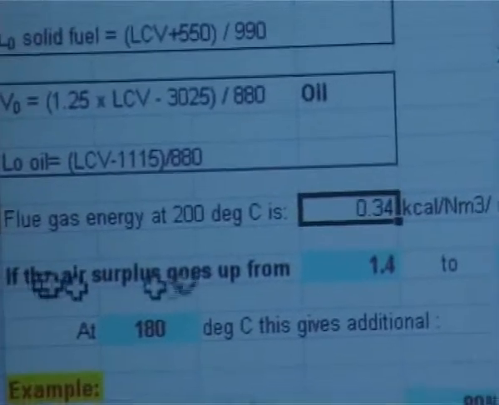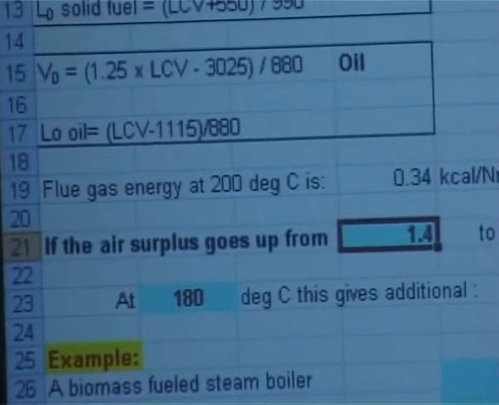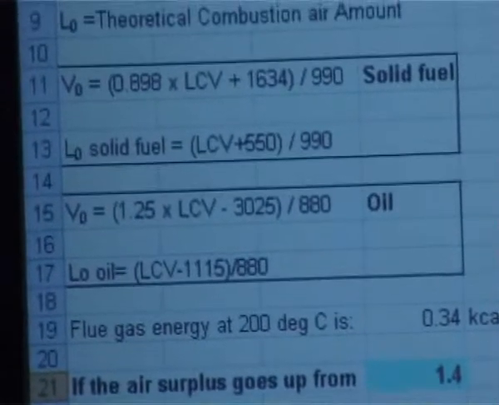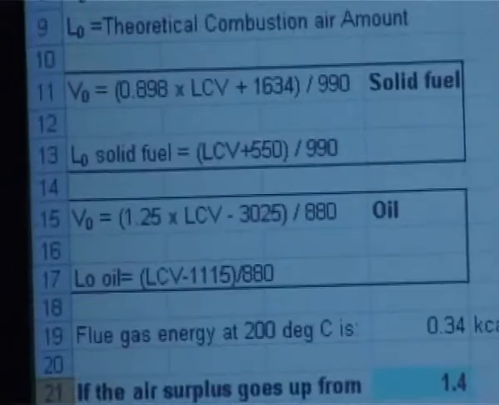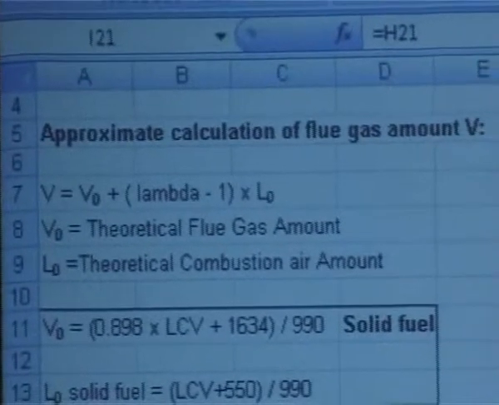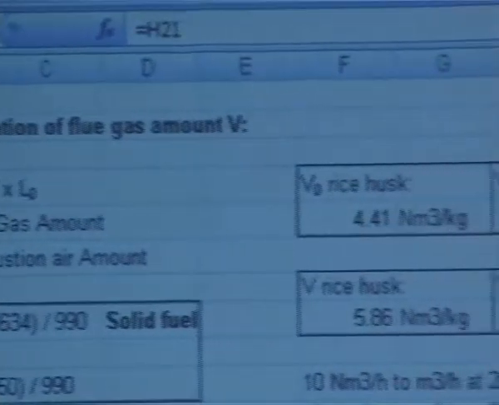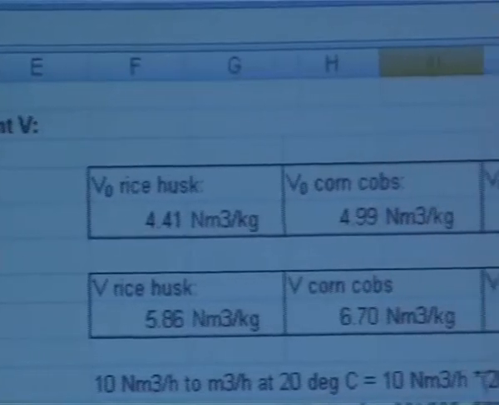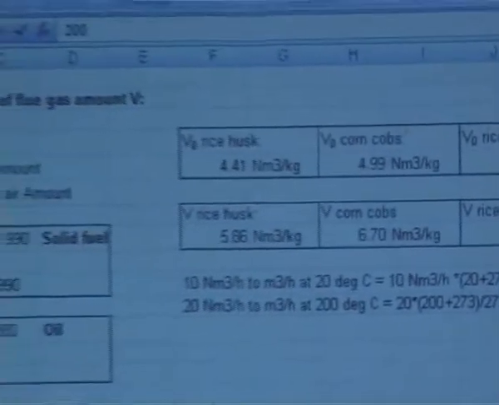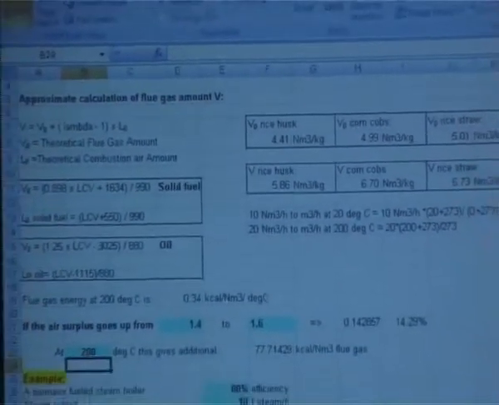Then if the air surplus goes up from 1.4 to 1.6, we increase the flow by 14.3% at 180 degrees Celsius. This gives 69 kilocalories per normal cubic meter of flue gas. If we try to change, say, the temperature is 200, then it's increasing quite a lot. Can we reduce it to 150?